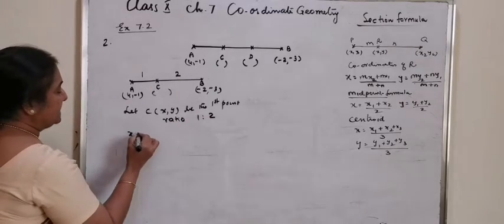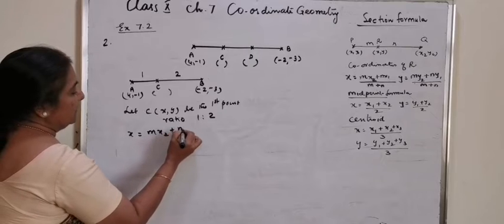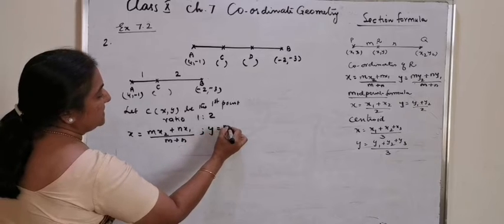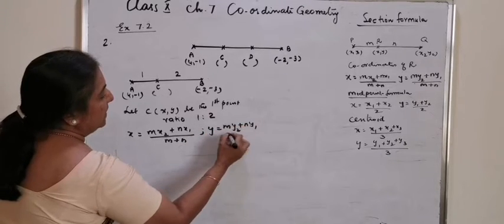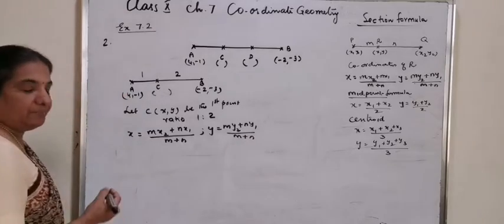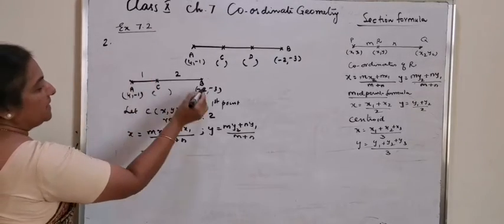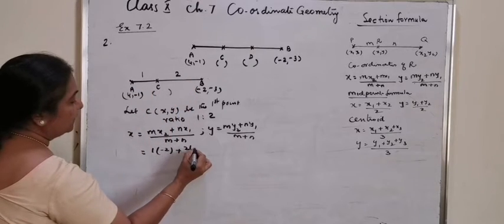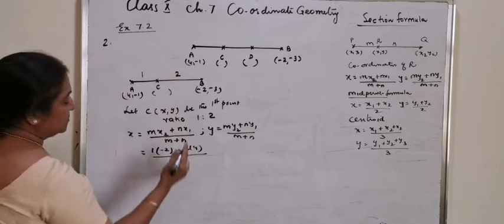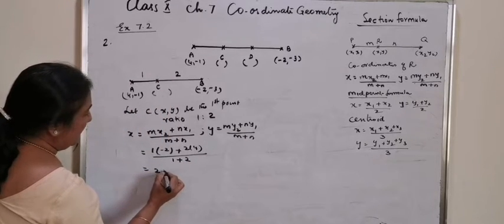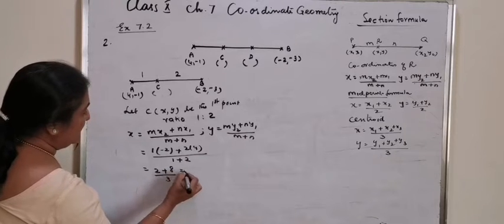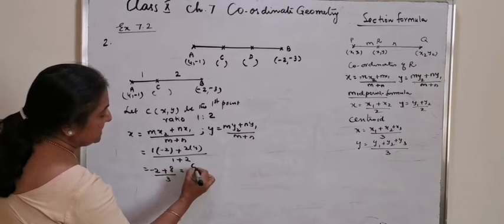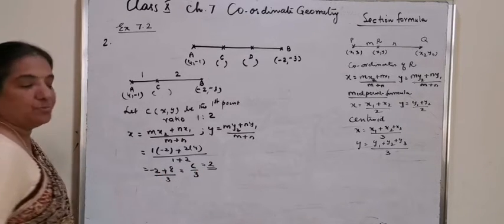You can directly apply the section formula as x = (mx2 + nx1)/(m + n), y = (my2 + ny1)/(m + n). The x coordinate is (1 into -2 plus 2 into 4) divided by (1 plus 2), that is (-2 plus 8) by 3, which is 6 by 3, which is equal to 2.